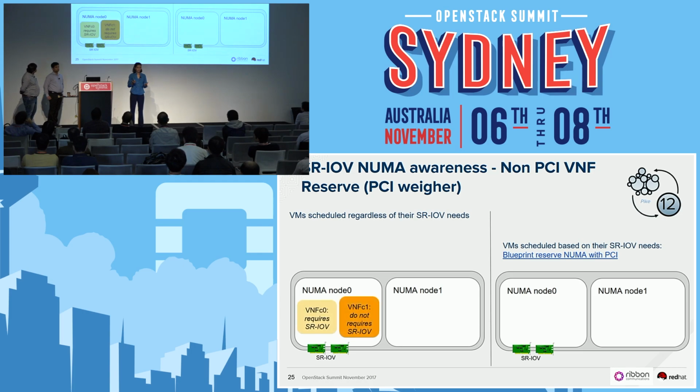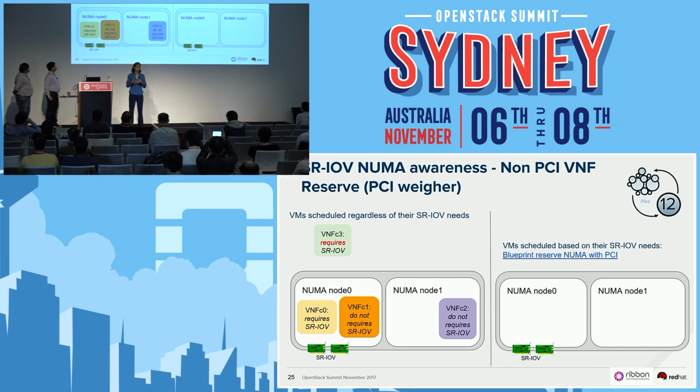So VNF 0 comes in and gets allocated on NUMA node 0. NUMA node 0 has your SRIOV NICs. VNF 1 comes in and gets allocated on NUMA node 0. VNF 2 comes in and gets allocated on NUMA node 1. And then a VNF comes in that requires SRIOV, but there's no room on NUMA node 0 because VNF 1, which did not require SRIOV, got balanced onto that NUMA node 0.